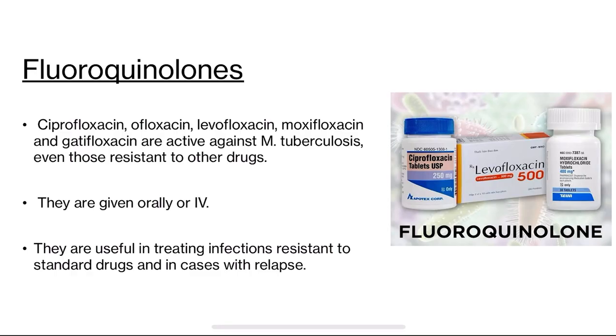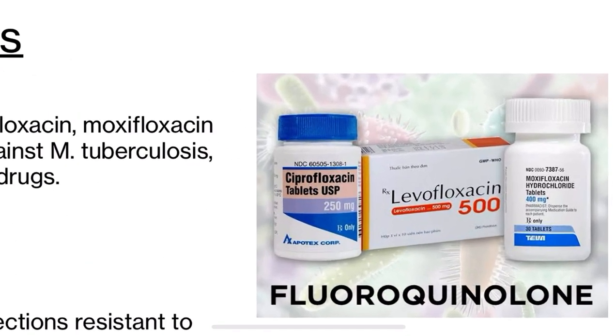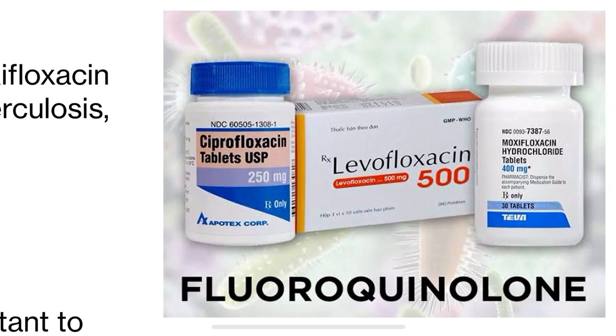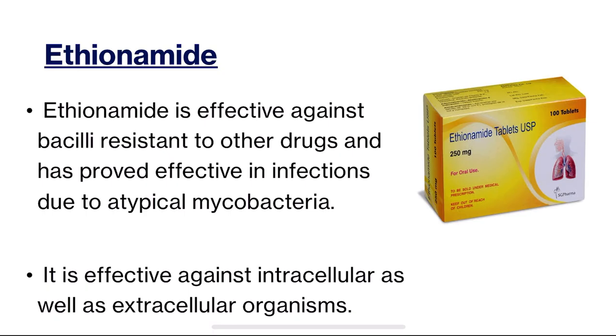So these fluoroquinolones include ciprofloxacin, ofloxacin, levofloxacin, moxifloxacin, gatifloxacin. They are active against Mycobacterium TB which are resistant to other drugs. They are also used in cases with relapse. You can see in the picture ciprofloxacin, levofloxacin and moxifloxacin are given. Then comes ethionamide.